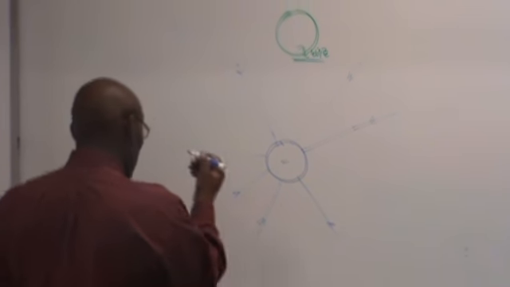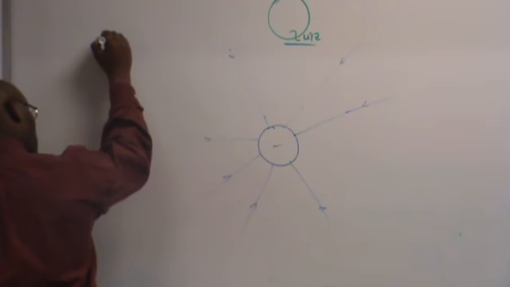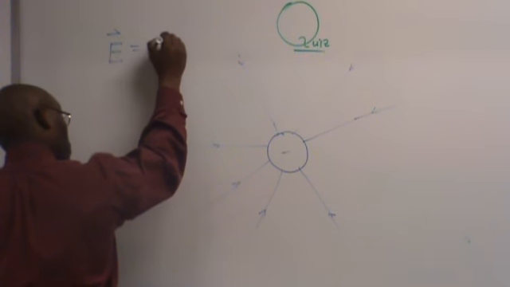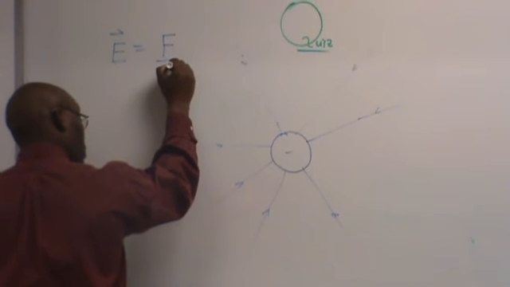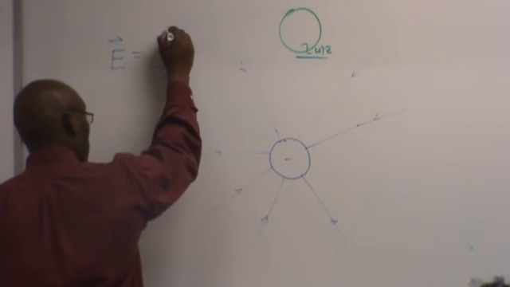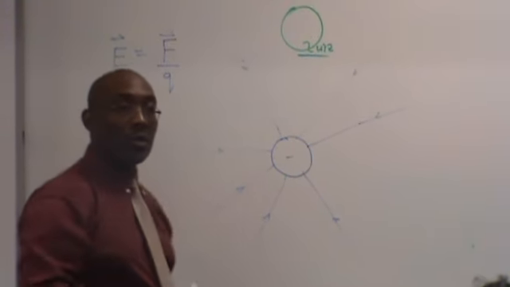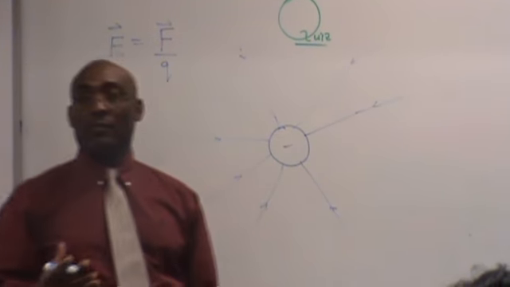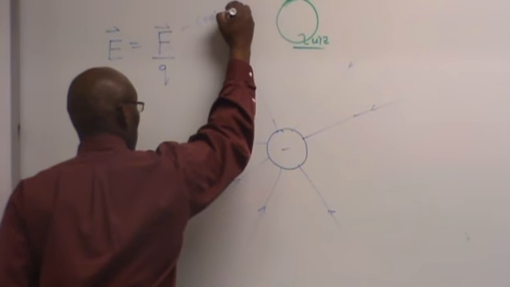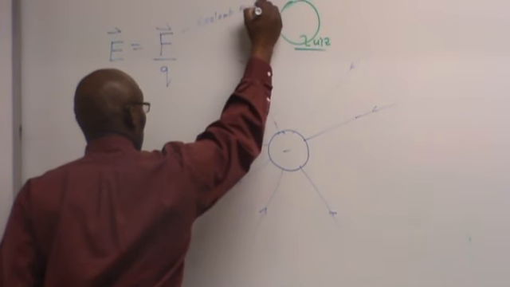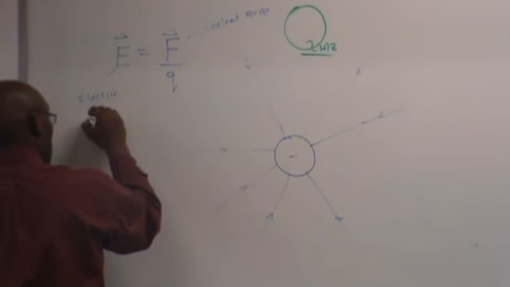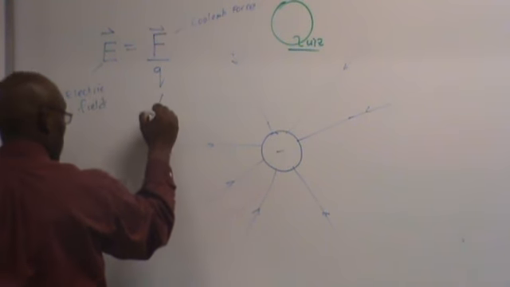Okay? So the electric field is defined as the force divided by the test charge. This is the Coulomb force that we just studied. This is a Coulomb force. This is the electric field. And this is the test charge.